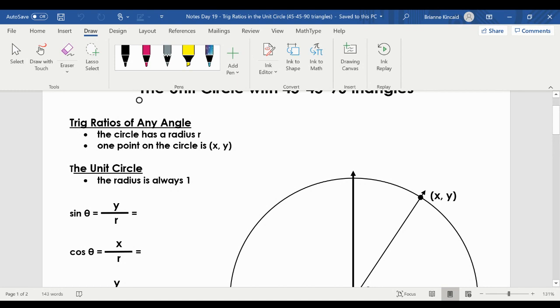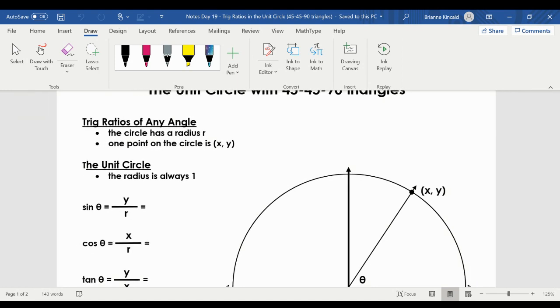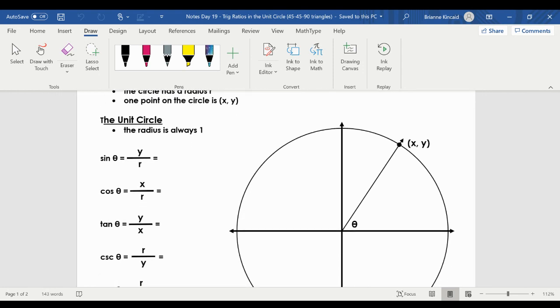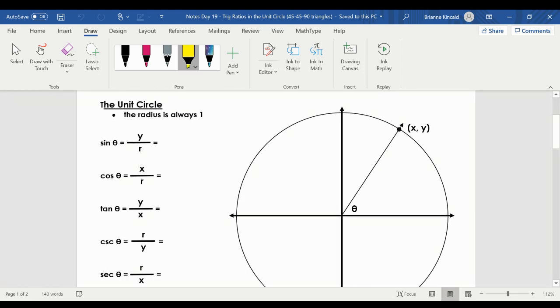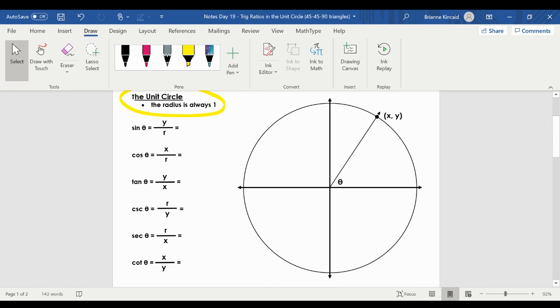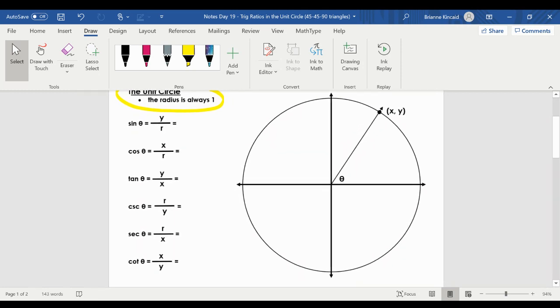The circle has a radius r, and any point on the circle is x comma y. In the unit circle, our radius is always 1. That's a huge idea. The radius is always 1 in the unit circle. Now, what we're going to be doing is talking about how these relate.